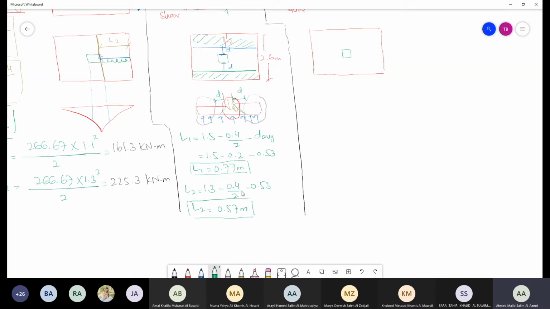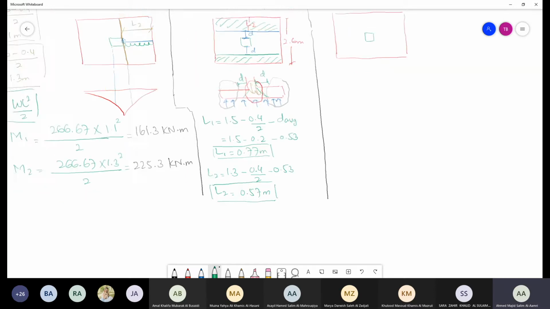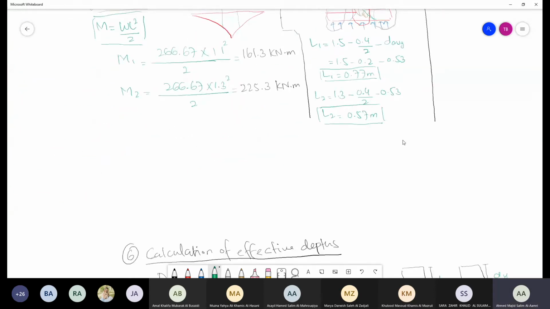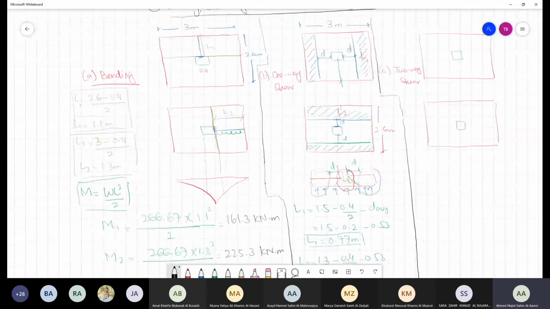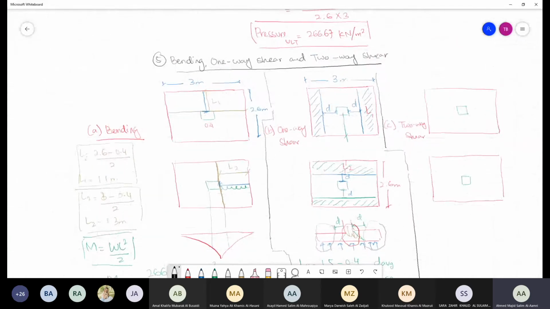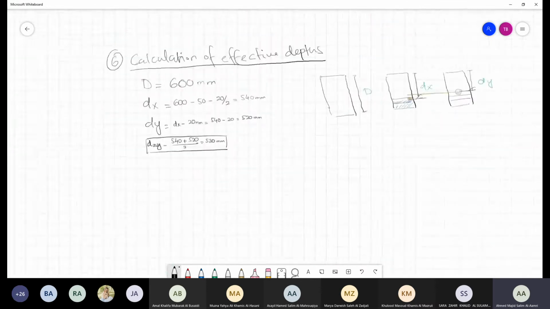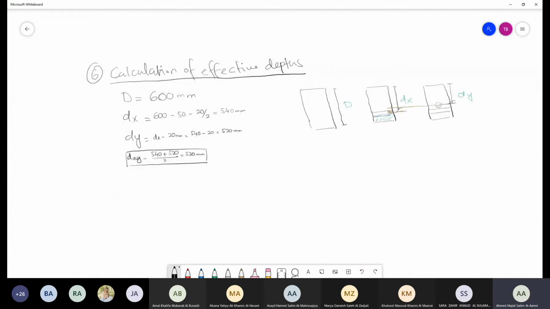Any question till now in terms of calculation of length number 1, length number 2? Any question regarding the calculation of these values? Okay. Let us call this one number 6, since you will be calculating the average first, and this is going to be number 5.